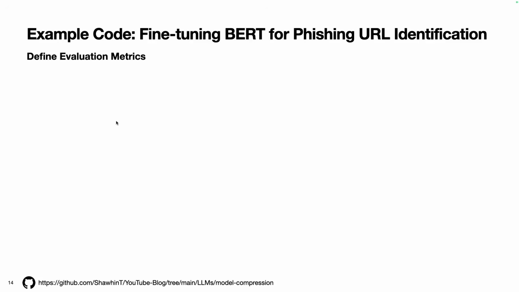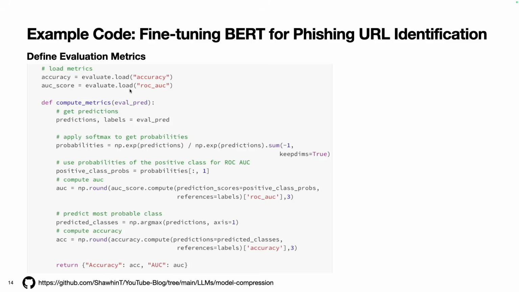Okay, and then the final step before we actually train the model is to define evaluation metrics. These are the metrics that will be printed during the training process. Here I'll use 2 evaluation metrics, the accuracy and the AUC score. These are both loaded from the evaluate library. Then I will define this function called compute metrics, which will compute the accuracy and AUC score for any example. The input of this function will be a tuple consisting of predictions and labels. Predictions will be a logit, while labels will be the ground truth, so this will be either 0 or 1.